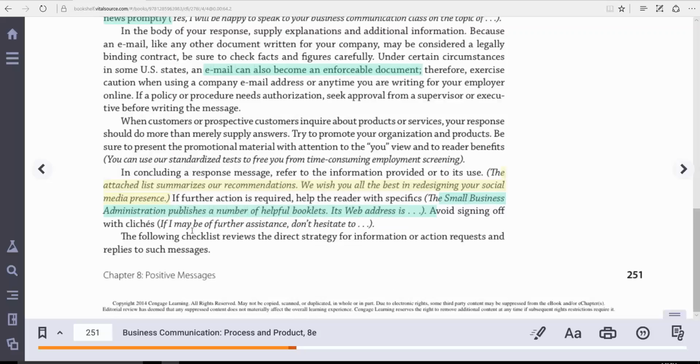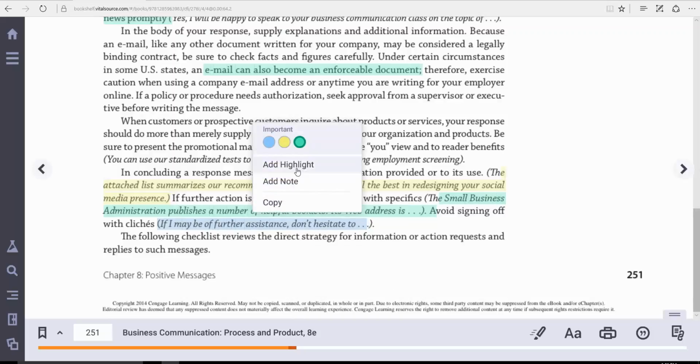Avoid signing off with clichés. "If I may be of further assistance, don't hesitate to." You'll find it's real easy to fall into this trap, okay? But it's best not to.